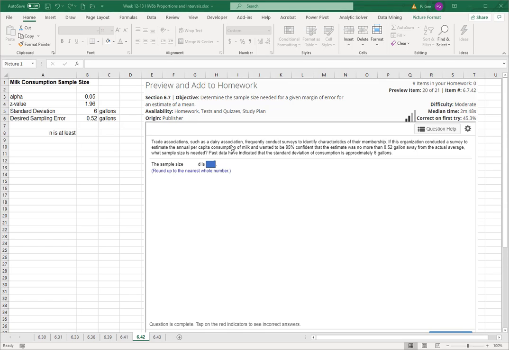And they're saying that the Trade Association figured out what the annual per capita consumption of milk is. We want to estimate that. So at a 95% confidence level, how many people do we need to talk to to understand how much milk they use, to come up with a confidence interval of plus or minus 0.52 from the mean, which we don't care about.